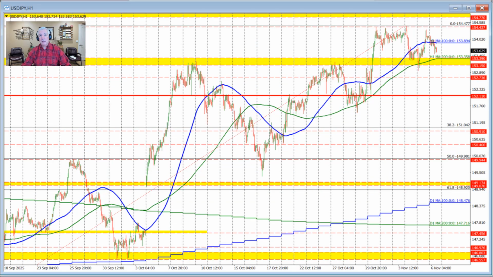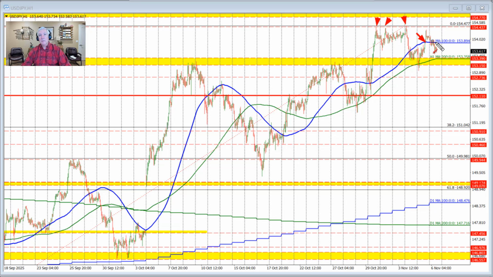Let's take a look at the dollar versus yen next. Looking at the hourly chart, we did move back above the 100-hour moving average yesterday, which opened the door for a retest of these highs right through here from earlier this weekend, last week. They came between 154.43 and 154.48. The high price couldn't quite get there, and we started to rotate back down into the close.